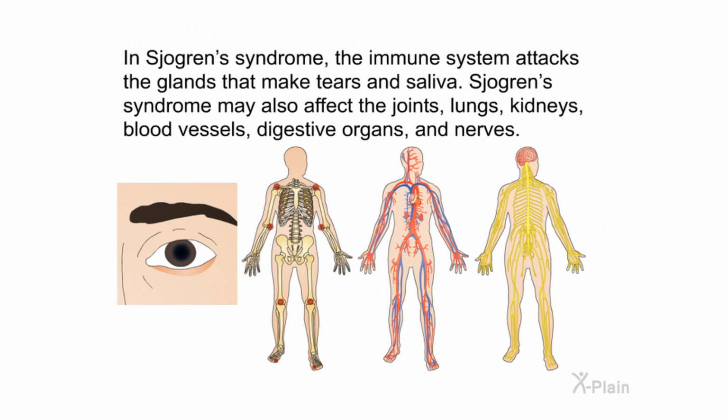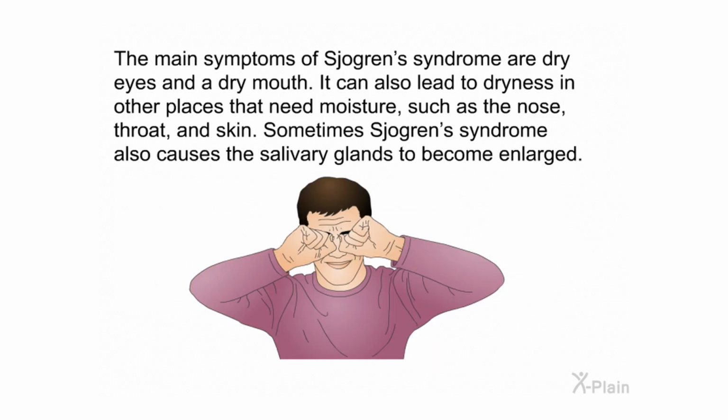In Sjogren's syndrome, the immune system attacks the glands that make tears and saliva. Sjogren's syndrome may also affect the joints, lungs, kidneys, blood vessels, digestive organs, and nerves. The main symptoms of Sjogren's syndrome are dry eyes and a dry mouth. It can also lead to dryness in other places that need moisture, such as the nose, throat, and skin. Sometimes Sjogren's syndrome also causes the salivary glands to become enlarged.